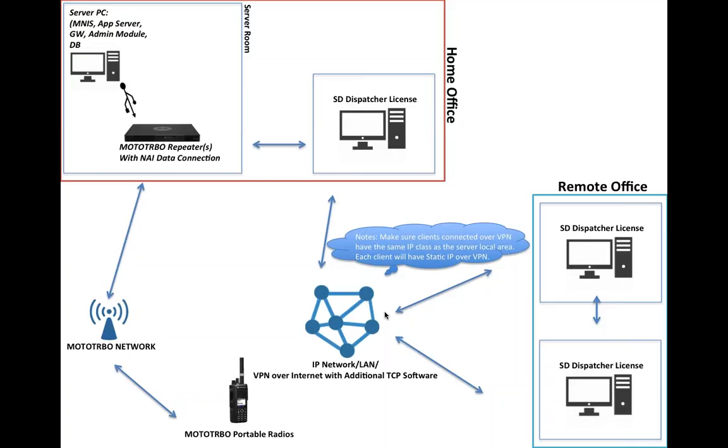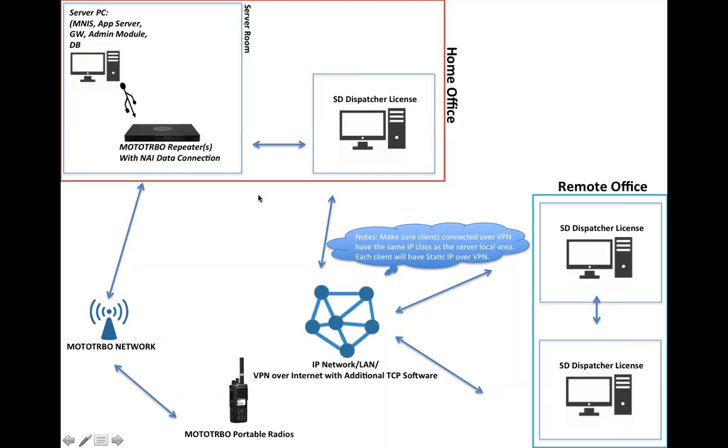So one of the things that I wanted to let you know is that on the server side of SafeDispatch, you have various types of ways to pull data from the actual radio system itself. One way can be done with the utilization of a feature that Motorola provides called NAI data or NAI voice, or a combination of both.